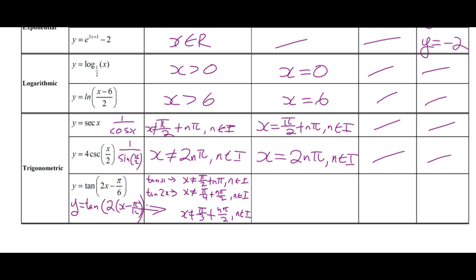So then, where are the asymptotes? Well, x is equal to pi over 3 plus n pi over 2. And there's none of those guys, right?